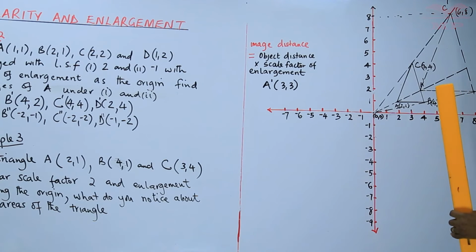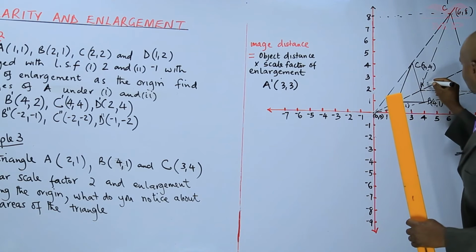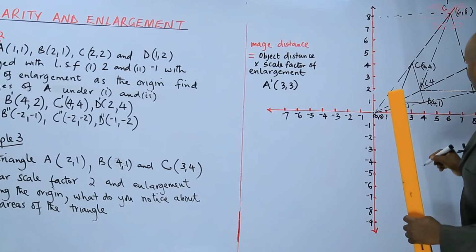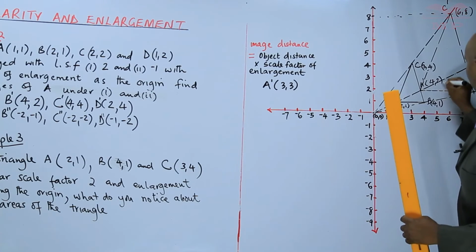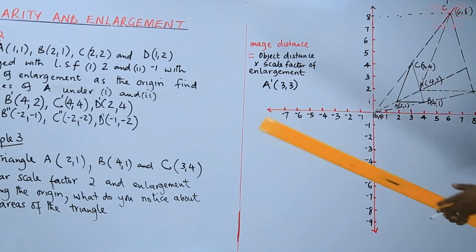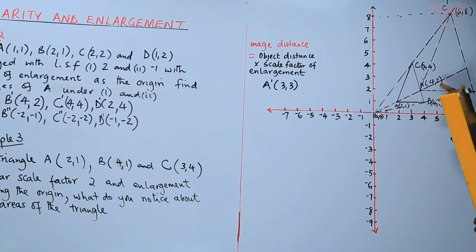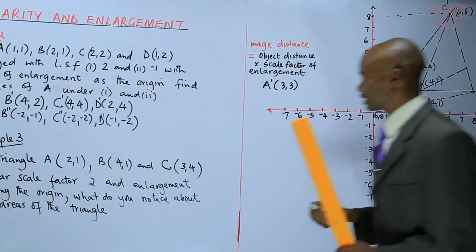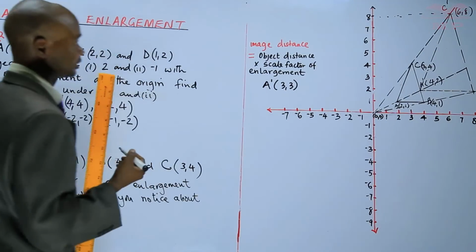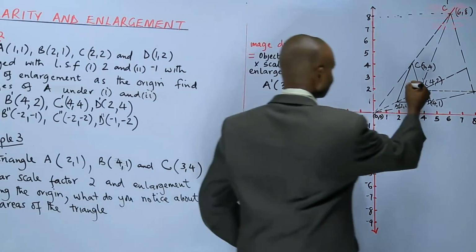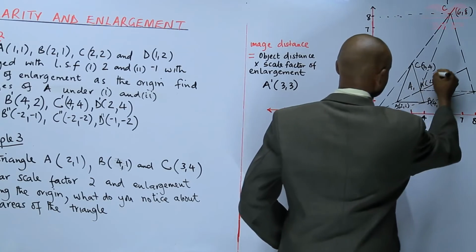We come to A. This is 4, 2. Does it work out with what we proved there? Yes. 2 times 2, 4. 2 times 1, 2. We now come to the relationship of the areas. I can call this area 1, area 2.